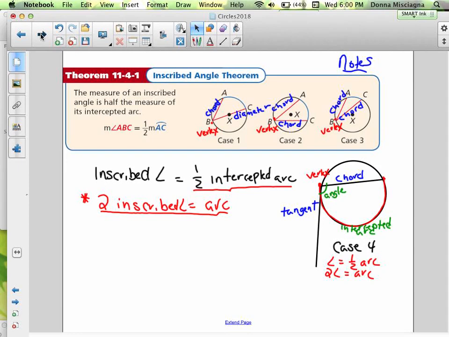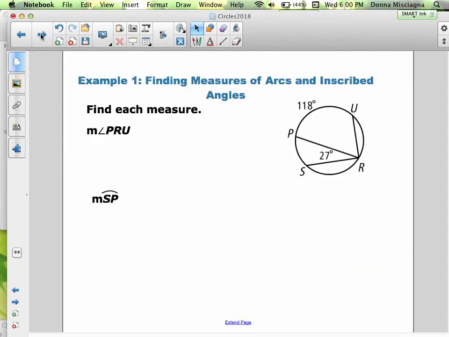Now that we've gone over all our relationships and what the inscribed angle looks like, now we can solve some problems. Now I think I'm going to split this video into two videos. So in the next video, we're just going to be solving problems with inscribed angles and the intercepted arcs. So join me in that video.